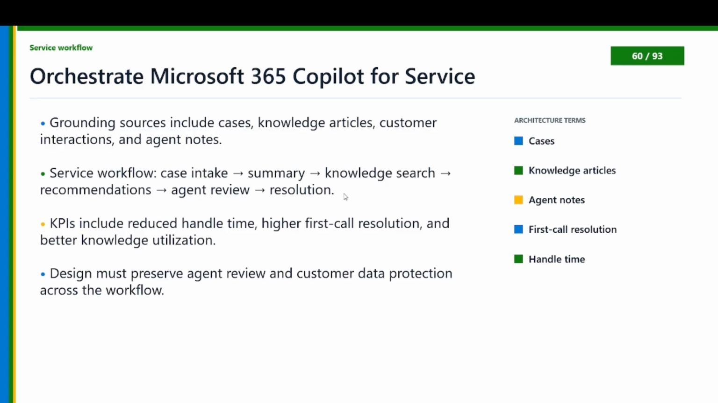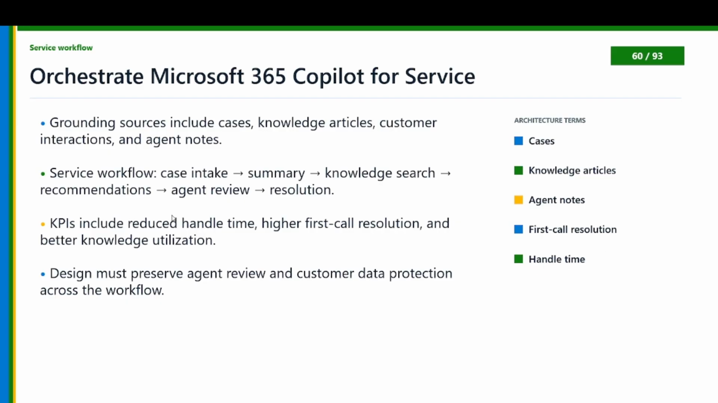All right, guys, we are still looking at Microsoft 365 Copilot. Now we finished sales. Let's look at Microsoft 365 Copilot for service. Orchestrate Microsoft 365 Copilot for service workflow. The architecture terms you should understand here are cases. Cases are just like case studies. When is it needed? And what kind of agent should you design? So you should know use cases, the problem you want to solve. Those are your cases. Then know your knowledge articles that you can easily connect to, articles that contain these services. And the agent notes, very important too, first call resolution and handle time.